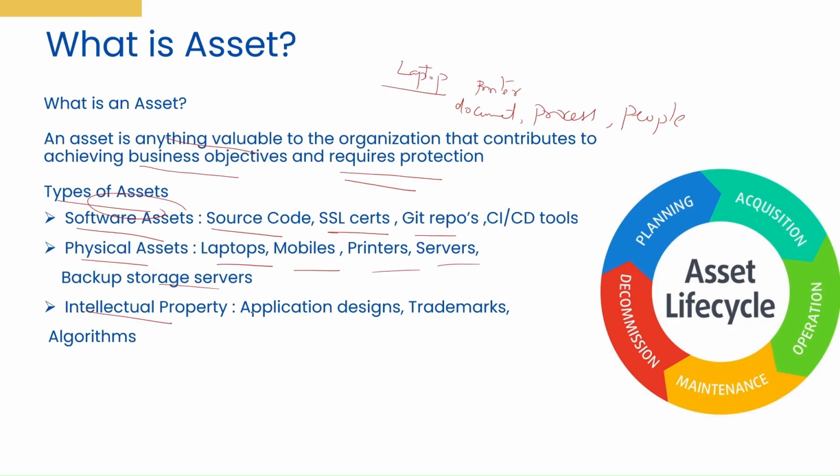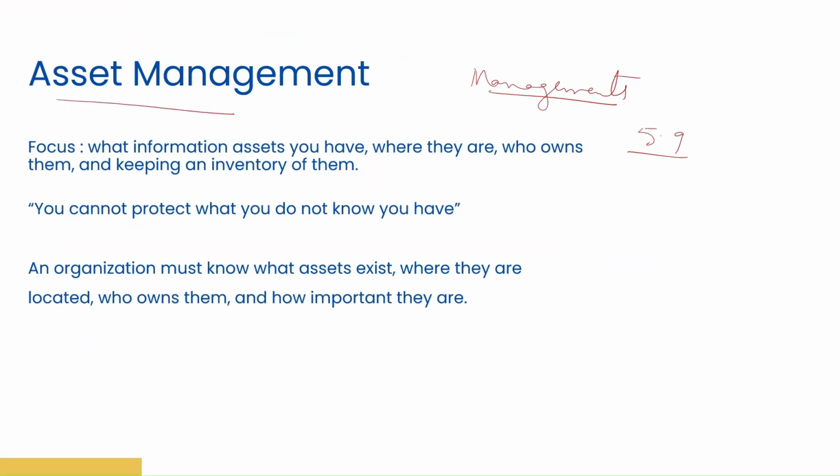Because what happens if your application designs are leaked, if your trade secrets are leaked, or your laptop has been compromised by an attacker, source code is leaked. All these are assets which are actually contributing to achieving your business objectives, and that's the reason it requires protection. The primary focus of this control 5.9 is nothing but what information assets you have.